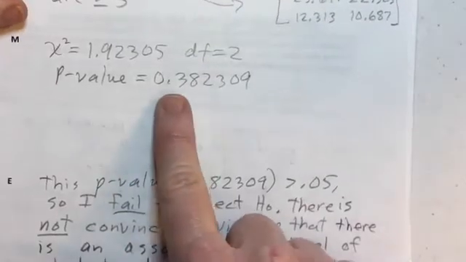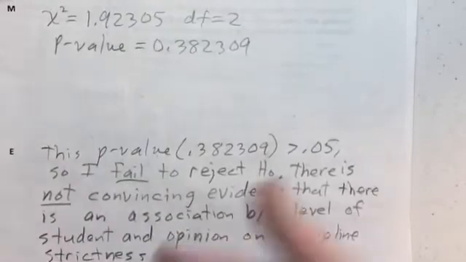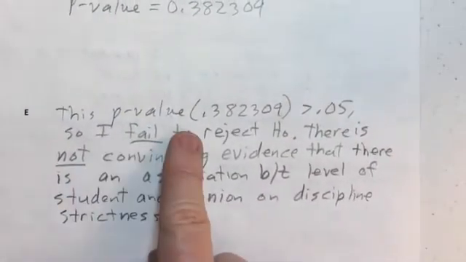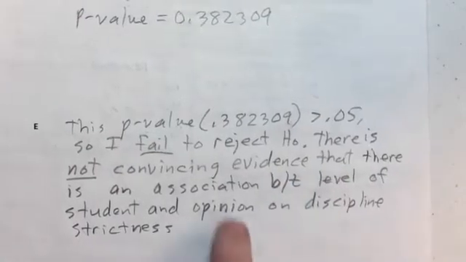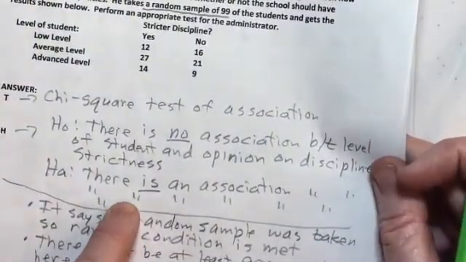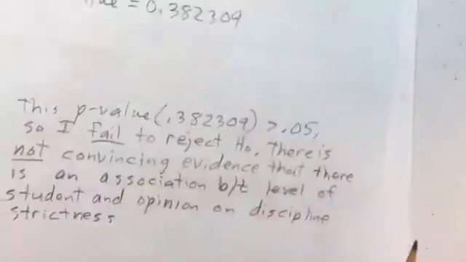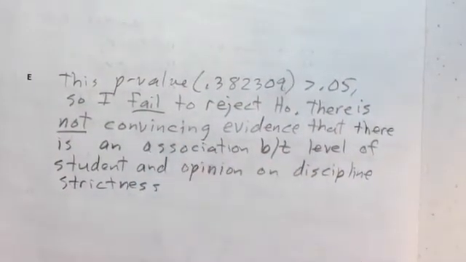And then we do our p-value statement, just like we've been doing for several chapters now. This p-value is high, so we do not reject the null. There is not convincing evidence that, and then you restate the alternative, there is an association between level of the student and opinion on discipline. So there we go.